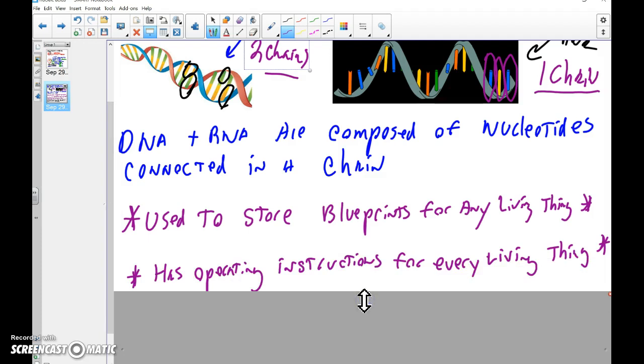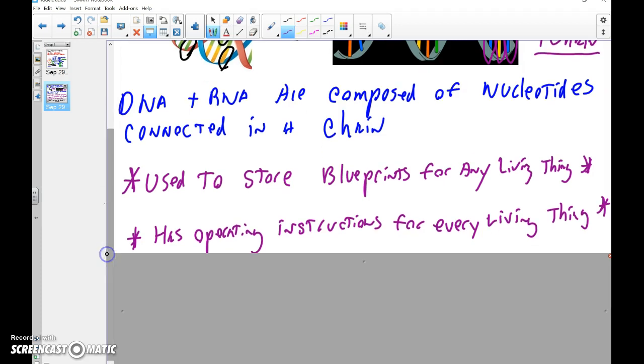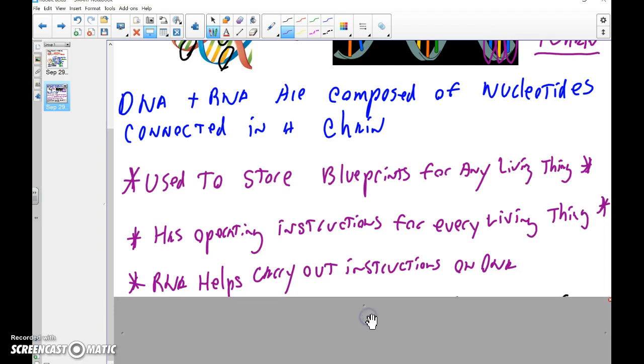Nucleic acids also have the operating instructions for any living thing. So they actually include in the nucleic acid how to build a living thing and how to make a living thing work. That's actually what happens with nucleic acids. That's what they do. Now, it's very important to understand that in some organisms, RNA does this. In some organisms, DNA does this. But in most organisms, DNA and RNA work together. And RNA is what helps carry out the instructions that you find in DNA.